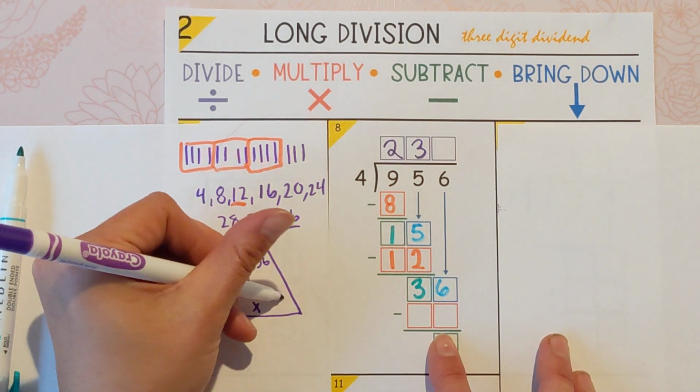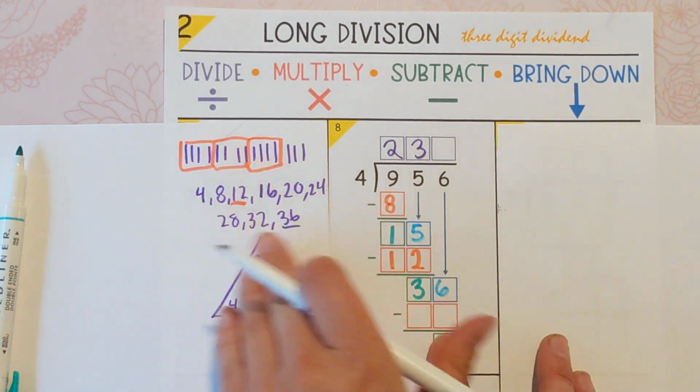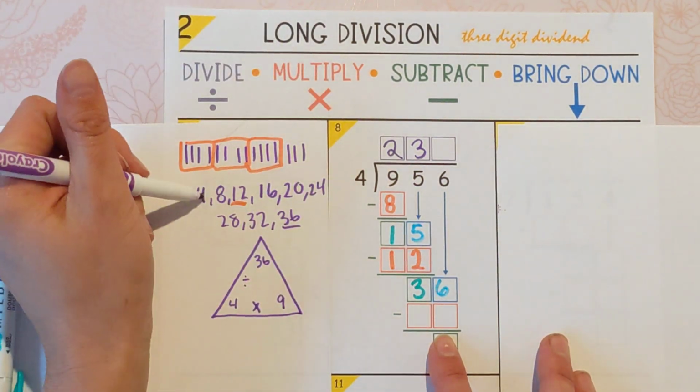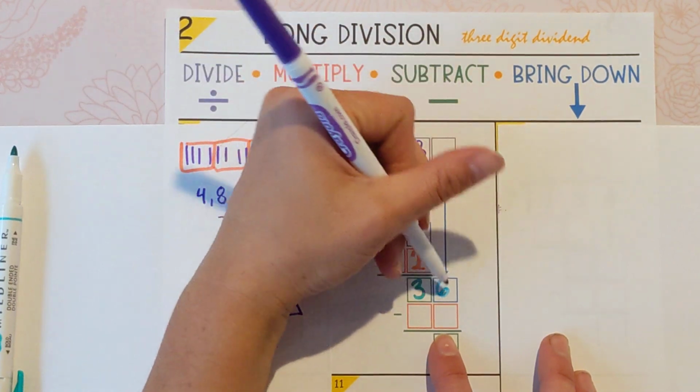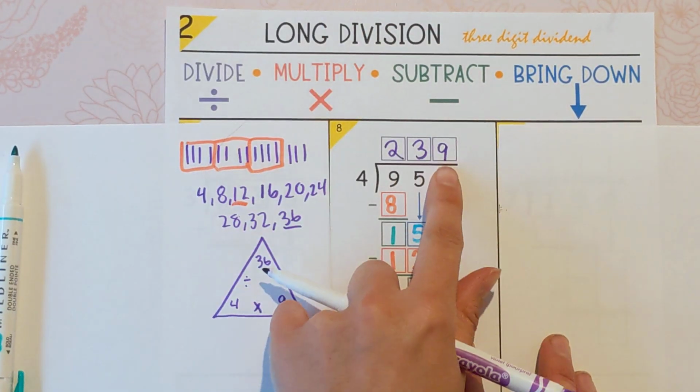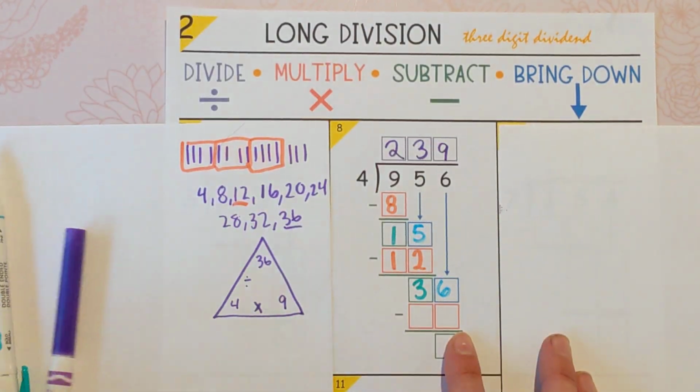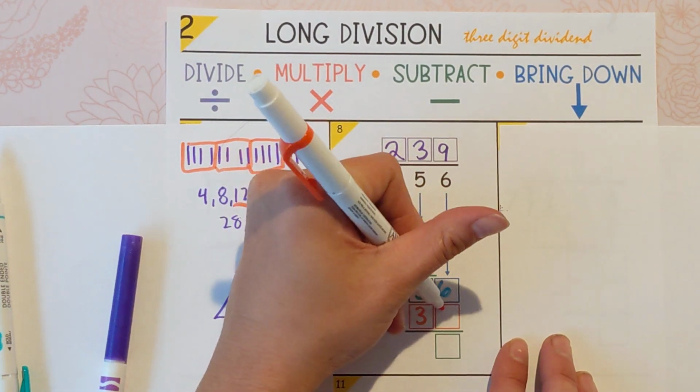So 36 divided by 4 is 9. 1, 2, 3, 4, 5, 6, 7, 8, 9. And I'm going to put that up here. Now I'll multiply. 9 times 4 is 36. So we were able to hit it exactly.